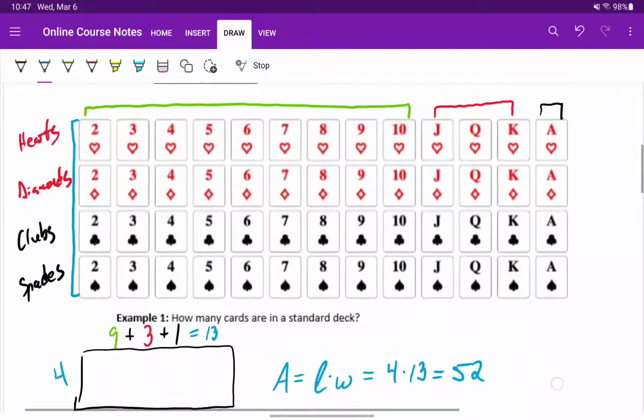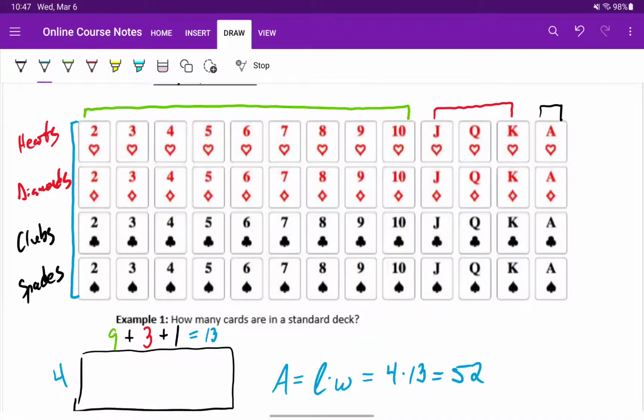We could go back to our picture of all of our cards laid out and verify that pretty easily just by counting those up. But again, this process for multiplying two values together is going to set up the process that we're going to look at for this multiplication rule for counting.